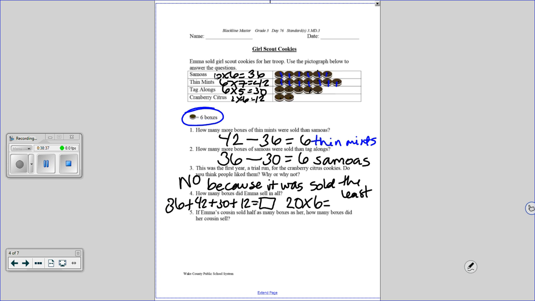2 tens times 6. 2 times 6 is what? Haley? 12. So what is 2 tens times 6? 12 tens. What is 12 tens worth? Caleb? 120.